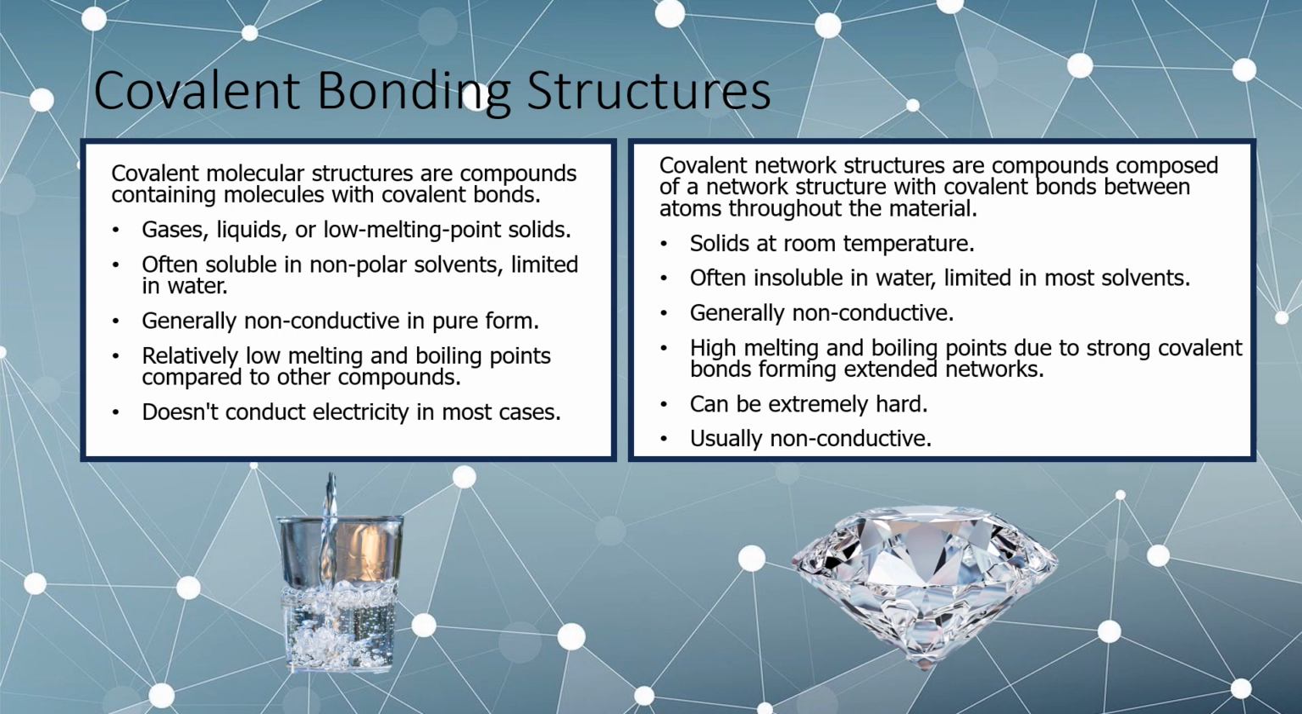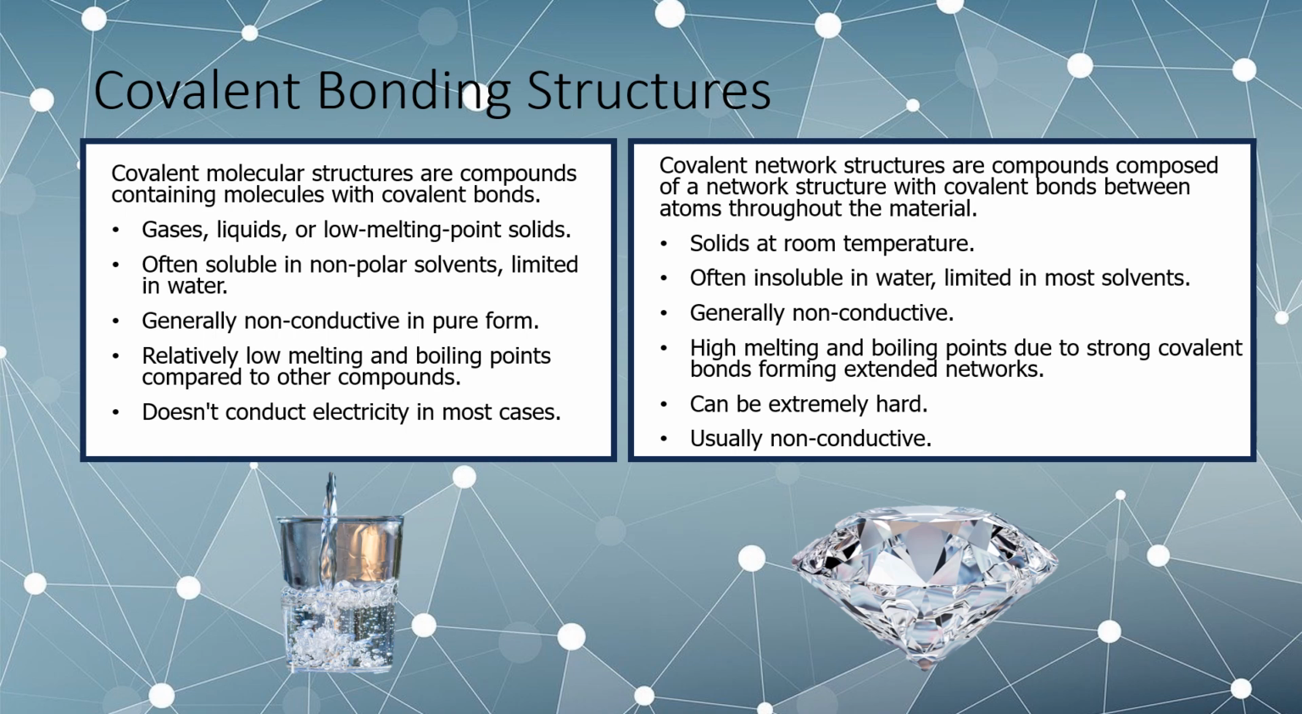Covalent molecular structures are compounds containing molecules with covalent bonds, whereas network structures are a large network structure, as the name would suggest, where the bonds between atoms go throughout the entire material and are very strong. In most cases, there are some unique cases.